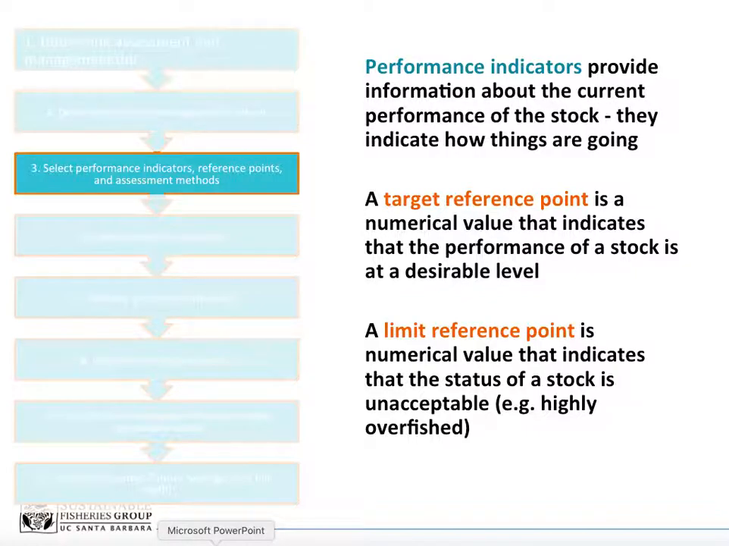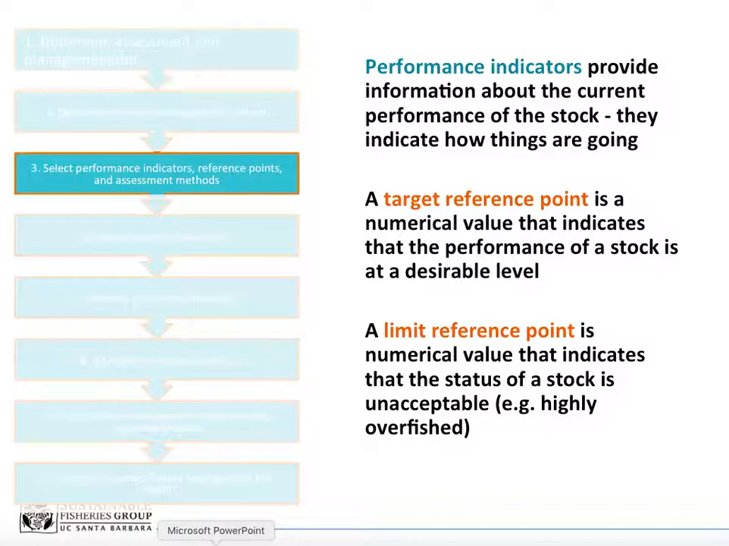So here's a bit of a refresher from the overview presentation. Performance indicators provide information about the current performance of the stock. They indicate how things are going. So, an example performance indicator might be how many fish in the catch are mature. A target reference point is a value that indicates that the performance of the stock is at a desirable level. So this is a place you want to shoot for. This is your target. So for example, if the fraction of fish in your catch that are mature is your performance indicator, the target reference point might be 90%.